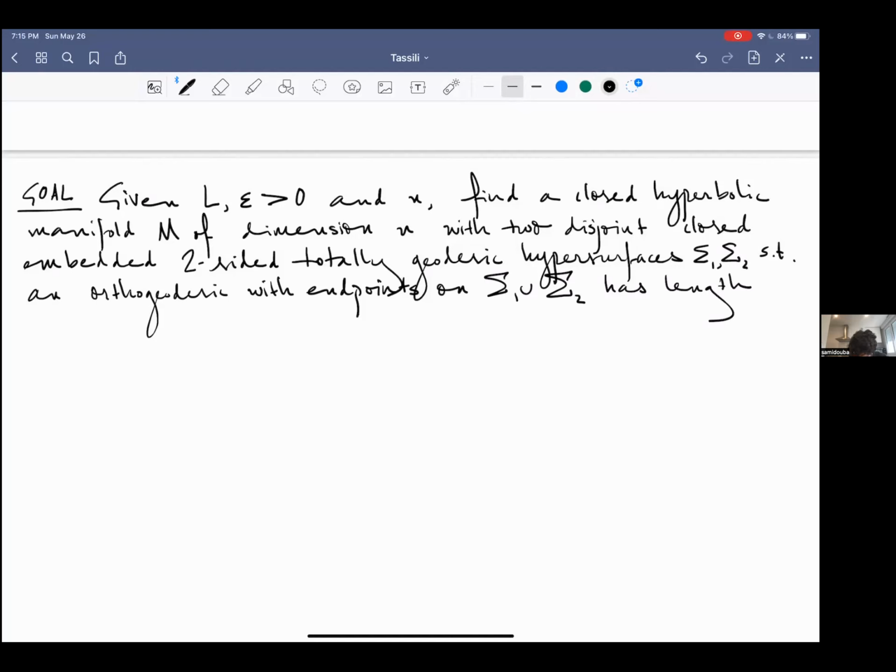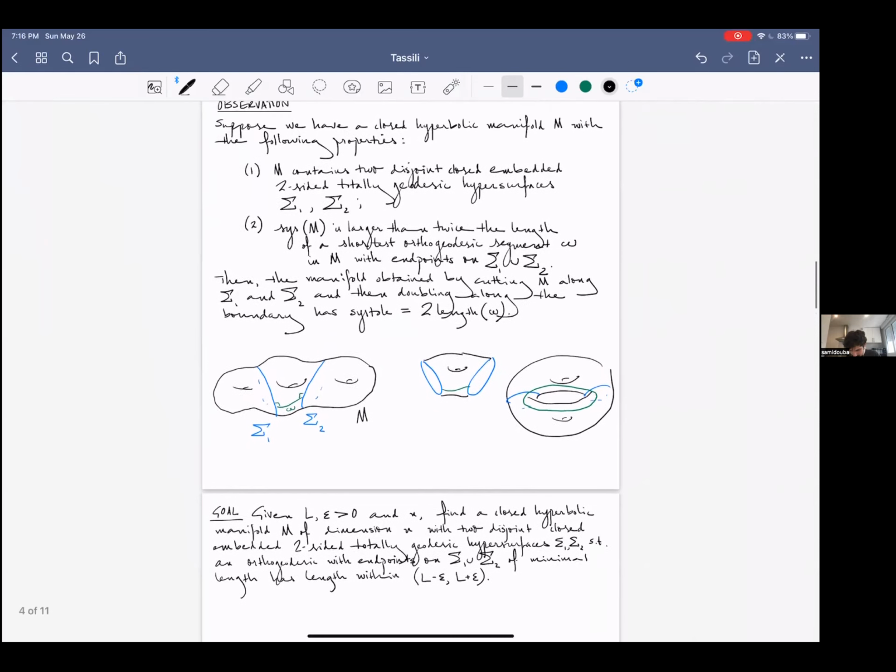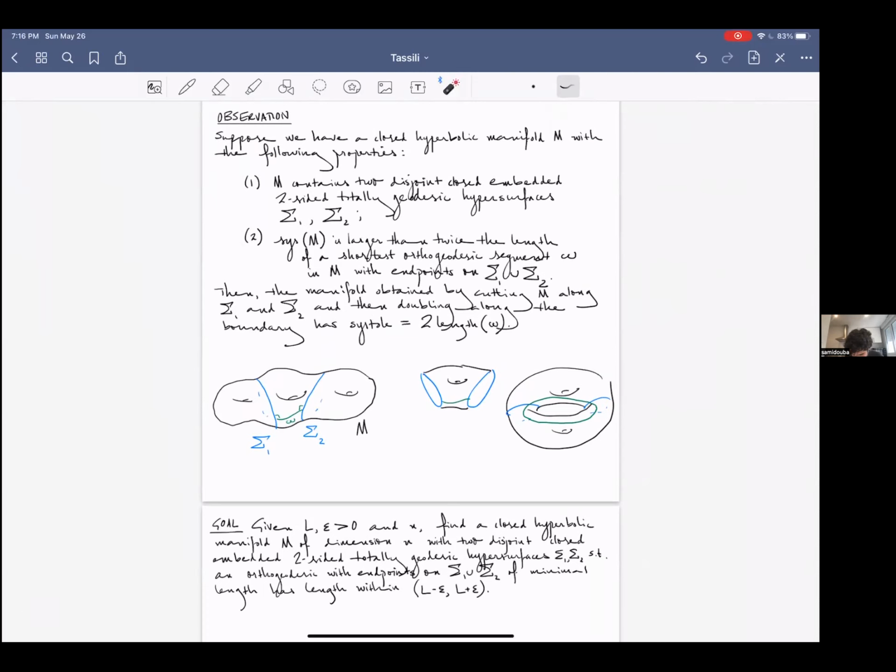Of minimal length, within epsilon of L. So again we're just trying to find a manifold with disjoint closed embedded totally geodesic hypersurfaces, with almost prescribed length of shortest orthogeodesic.